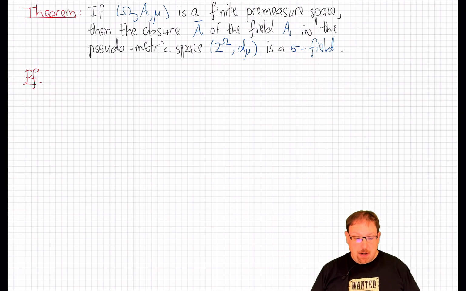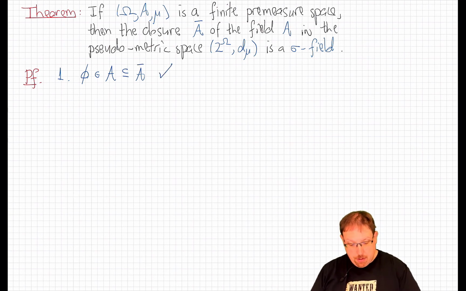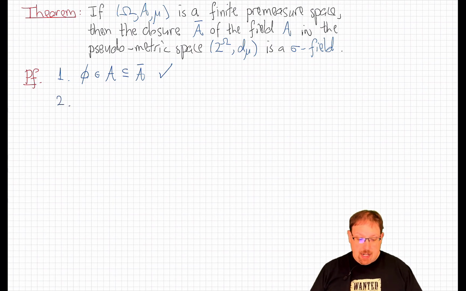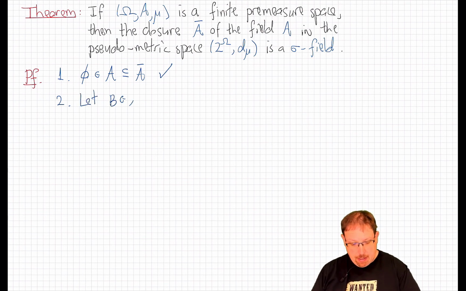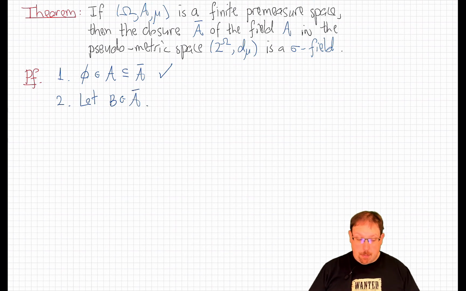We just need to verify the 3 definitional properties of sigma fields. 1, we need to check that the empty set is in the closure. Well, the empty set is by definition in the field A, and the field A is contained in its closure in the pseudometric space, and therefore the empty set is in the closure. 2, we need to check that A bar is closed under complements. So, fix some set B in the closure. We need to show that its complement is back in the closure.